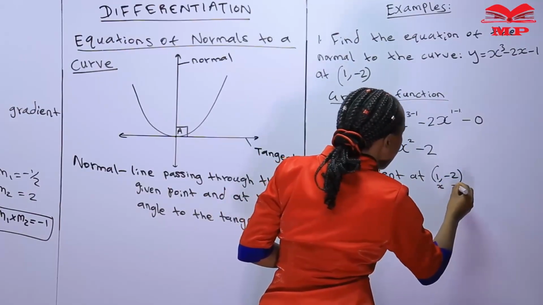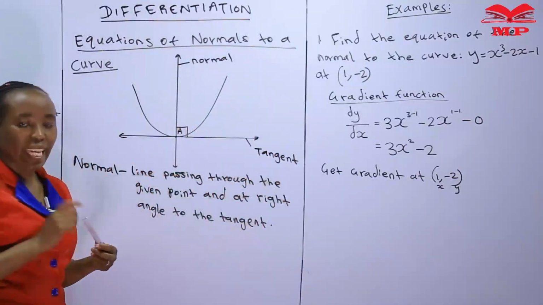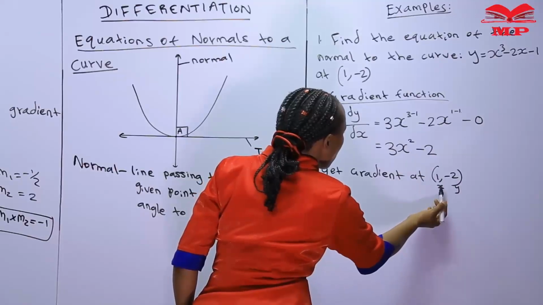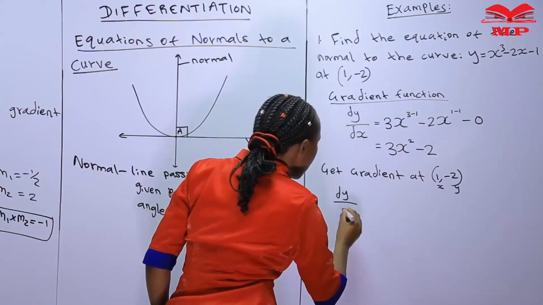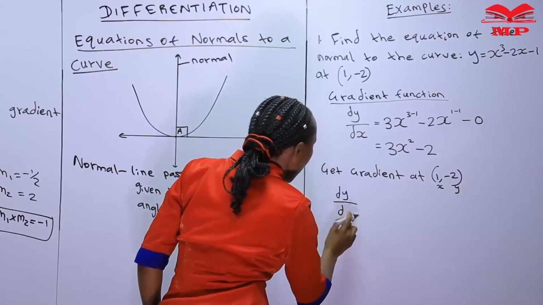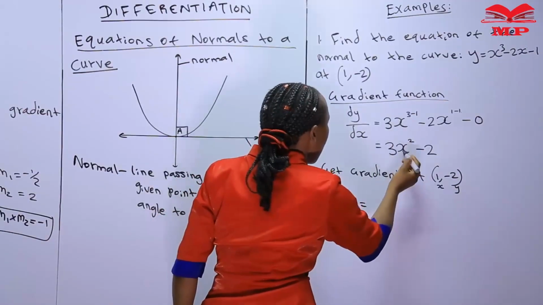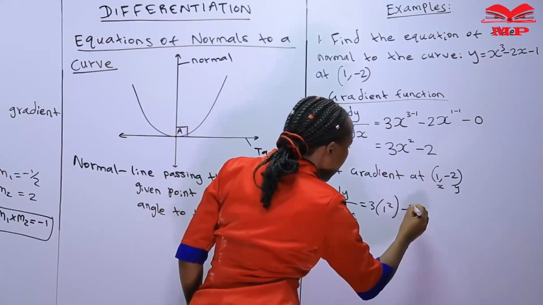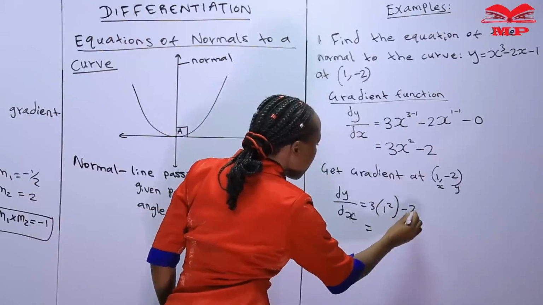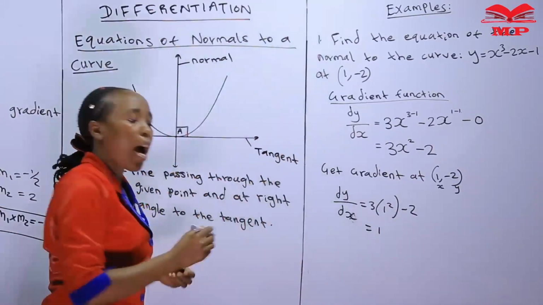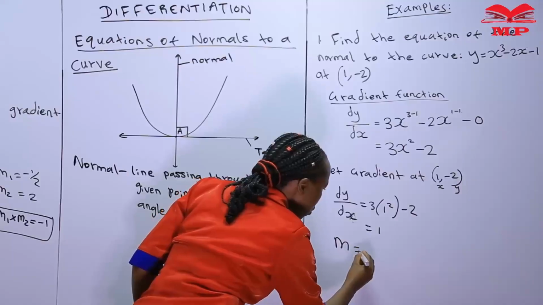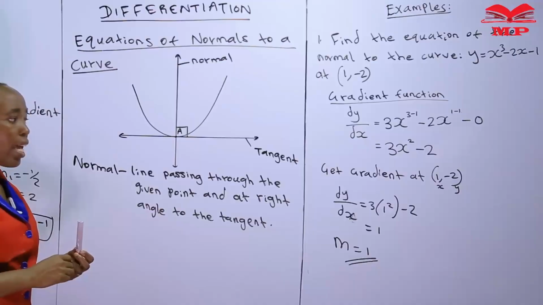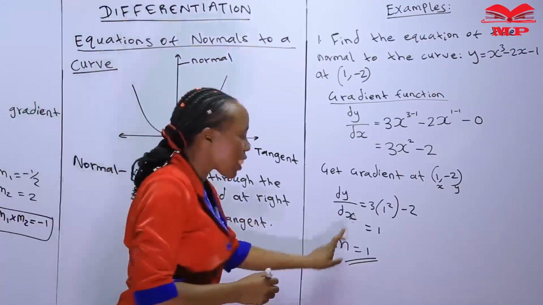So here we have the x and the y. We need to get the gradient at that point. Where we have x, we substitute with 1. So our gradient, which is dy/dx, will be equal to 3 multiplied by x squared, our x is 1, then minus 2. So we have 3 minus 2, we have 1. So our gradient is therefore equal to 1. That is now the gradient at that point, and that is the gradient of the tangent.